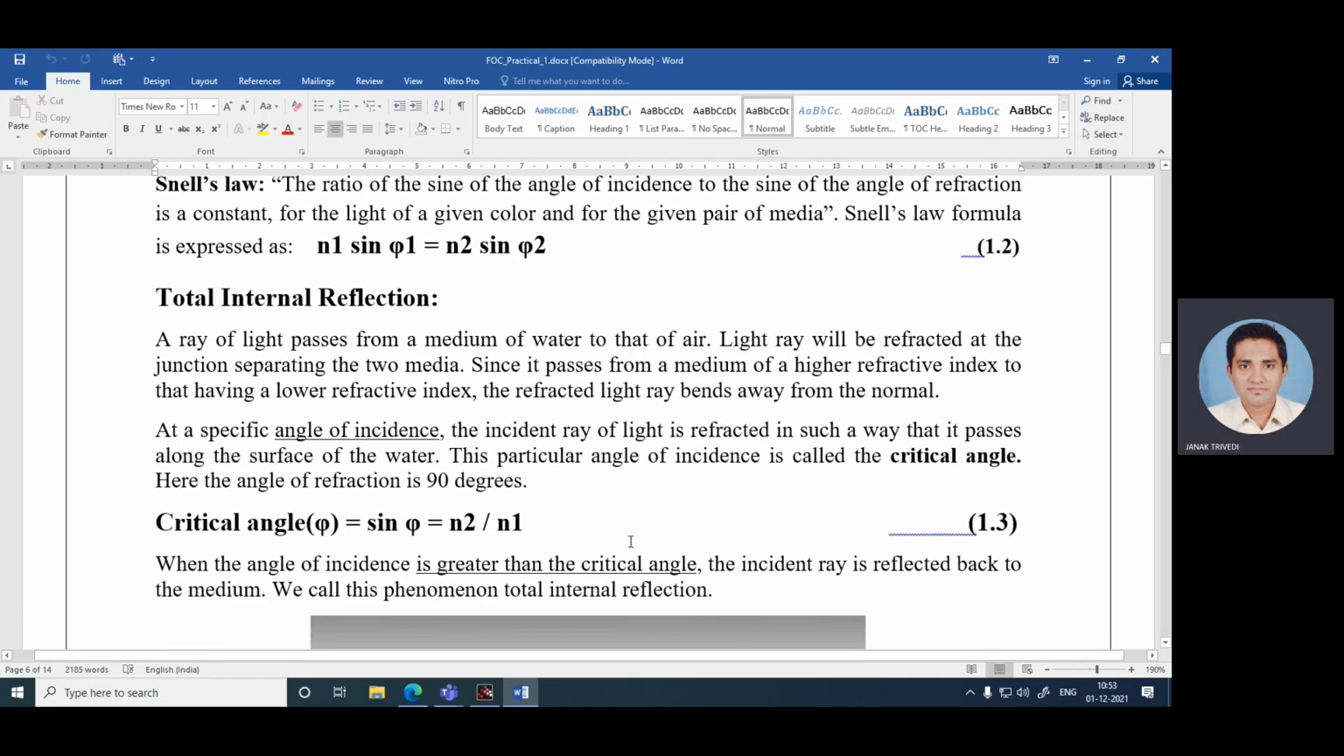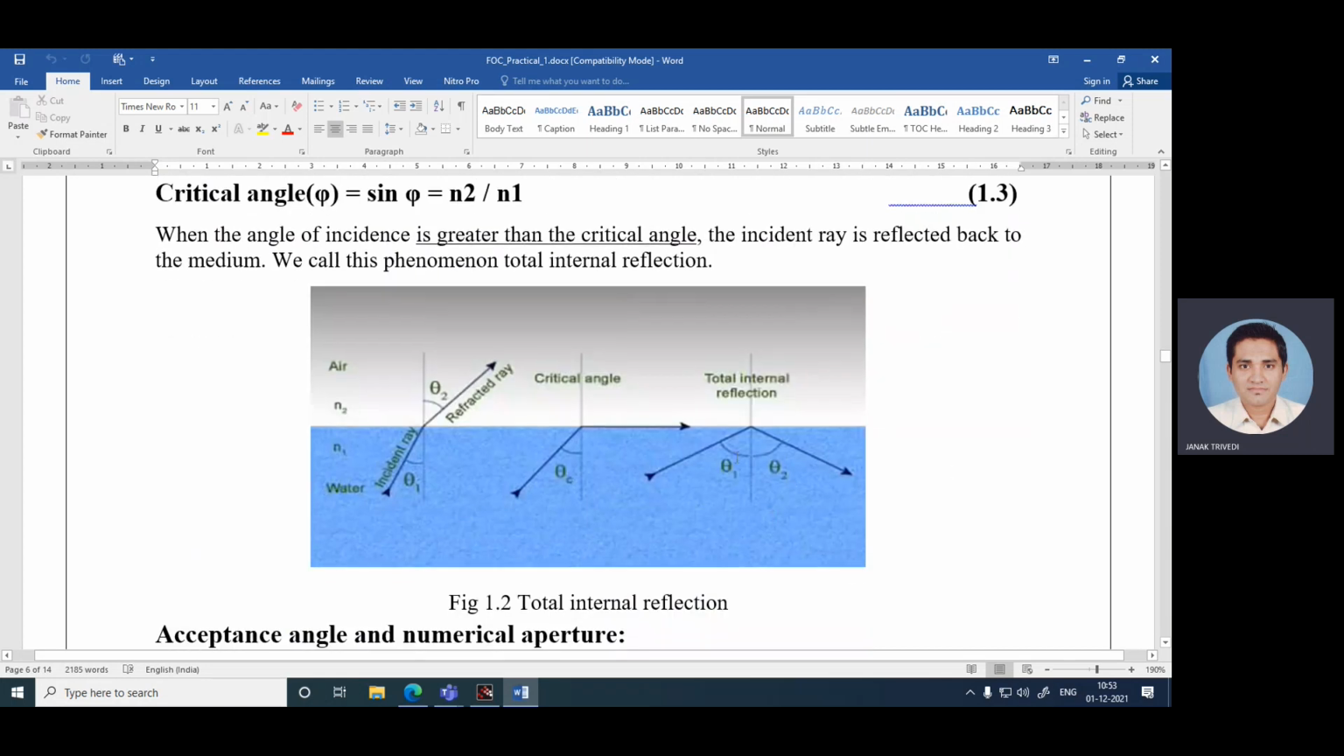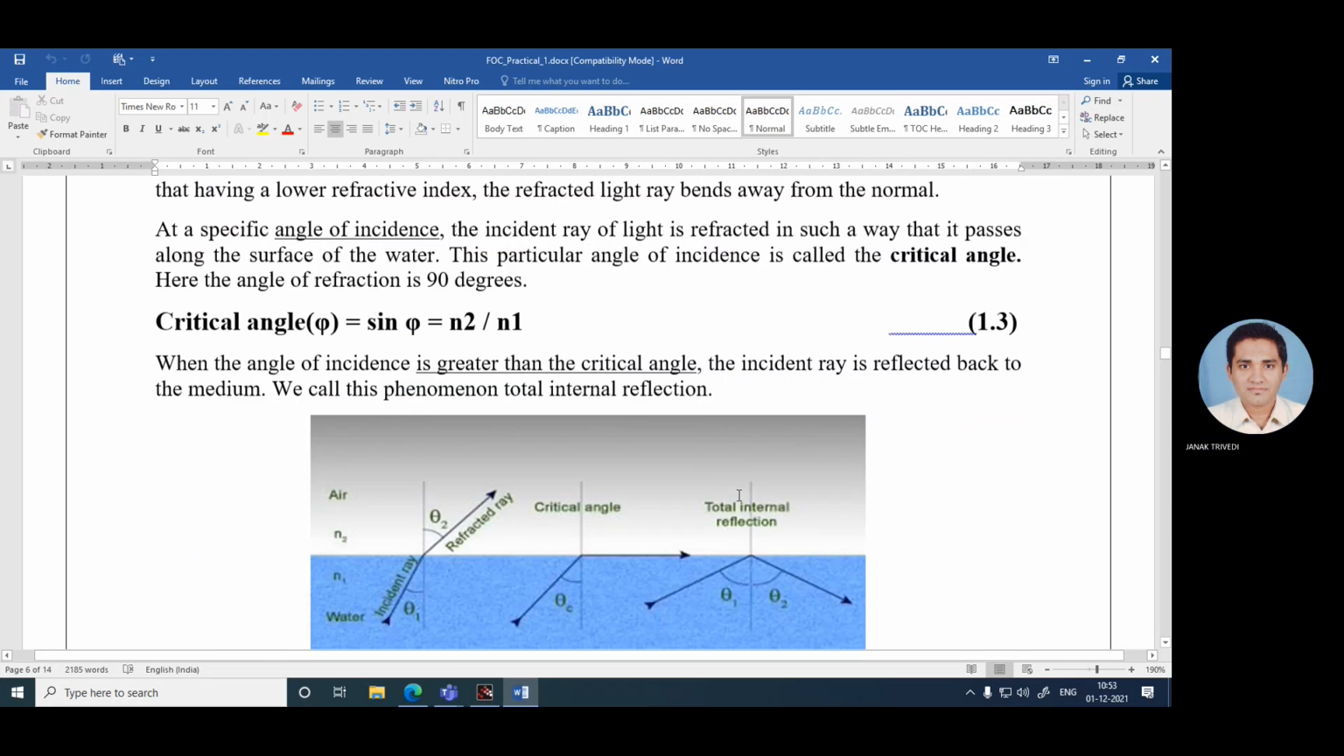Total internal reflection. A ray of light passes from a medium of water to that of air. The light ray will be refracted at the junction separating the two media. Since it passes from a medium of higher refractive index to one of lower refractive index, the refracted light ray bends away from the normal. This is the kind of example of total internal reflection, totally back to the same medium.